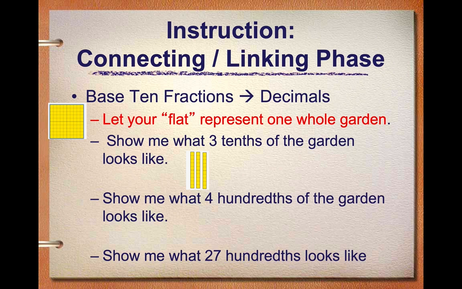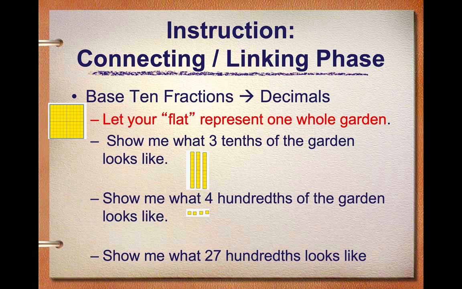If we grew tomatoes on 3/10 of the garden, then the visual on the screen there, our 10 rods, end up being tenths because they're each 1/10 of the whole. And now we have a visual for tenths. And if I wanted to grow jalapenos on 4/100ths of the garden, again, if we divide that into 100 pieces, each one of our single cubes would now be a hundredth. So that would be our 4/100ths of the garden for jalapenos.